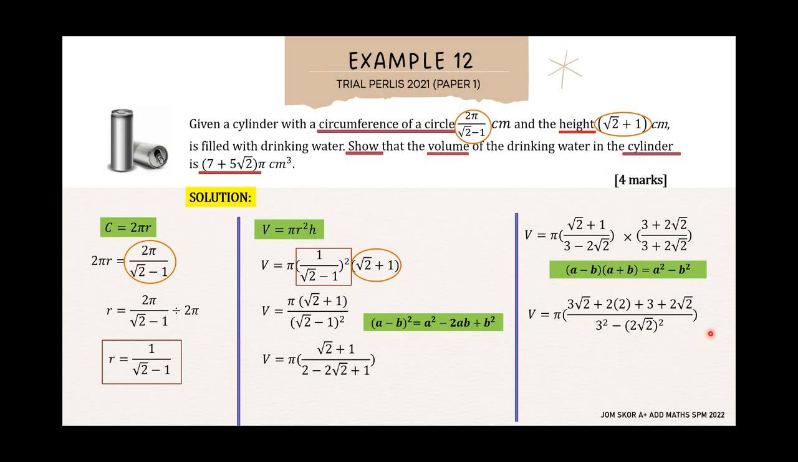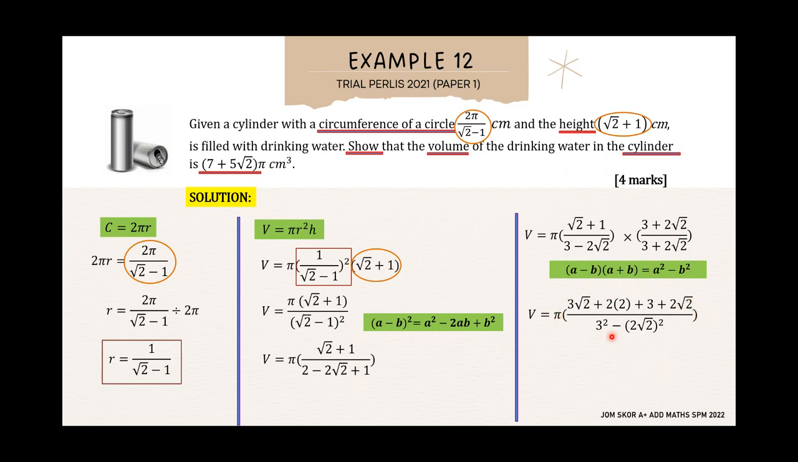Okay, now simplify your answer. Ada 3 set 2 tambah dengan 2 set 2, like term. So, bila like term, kita boleh selesaikan, dia akan dapat 5 set 2. Kemudian 2 darab 2, 4, tambahkan dengan 3, dia akan dapat 7. Jadi numerator, kita akan dapat 7 tambah dengan 5 set 2. Ini, set ini adalah like term, sebab dia mempunyai set yang sama, which is set 2.